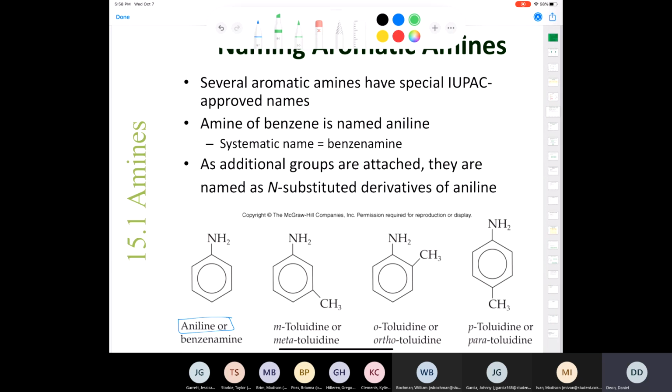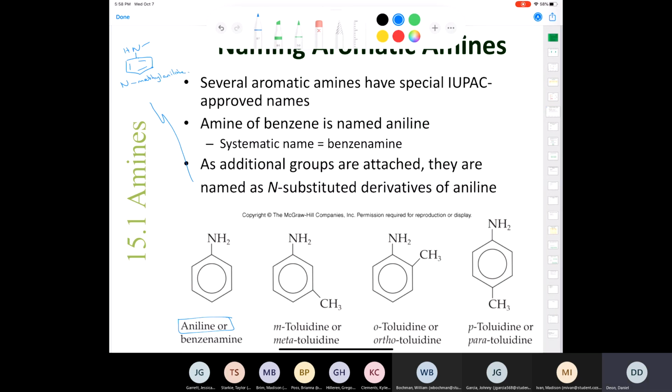Okay, so anyhow, amines of benzene are named as aniline derivatives. The systematic IUPAC name is benzenamine. As additional groups are attached, they are named as N-substituted derivatives of aniline. Let me give you an example because I don't have an example on this slide of this bullet point. I'll put it up here. So let's say you had an aniline derivative and you put a methyl group on the nitrogen of aniline. You would call that N-methylaniline.